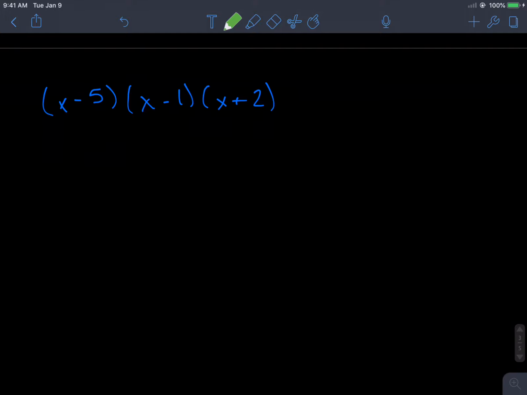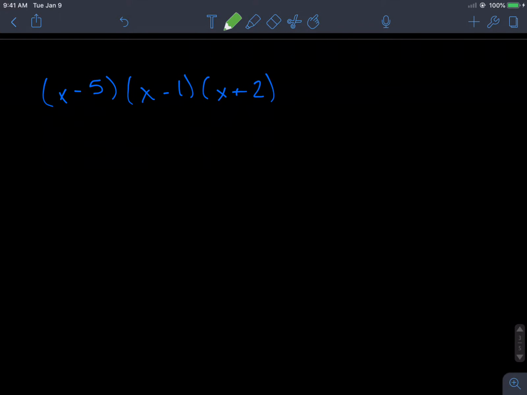Let's move on to the next example. So we have 3 of them this time. So we know that if we pick any 2 of these, we're going to get a quadratic, and then it's going to look like the one that we just did. So we could either do x minus 5 times x minus 1 first, and then multiply what we get by the x plus 2. We could do these 2 first, and then multiply what we get by x minus 5. If we really wanted, we could do the outside ones first, and then multiply what we get by x minus 1.